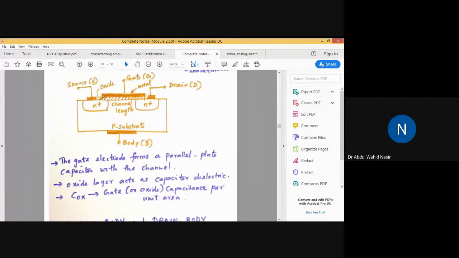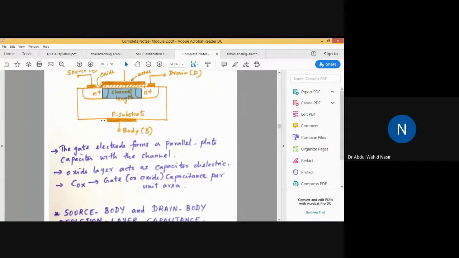This is the gate electrode, and now this is the channel. With the channel and gate electrode, it forms a parallel plate capacitor with the dielectric material as this oxide, whose permittivity constant is epsilon OX.